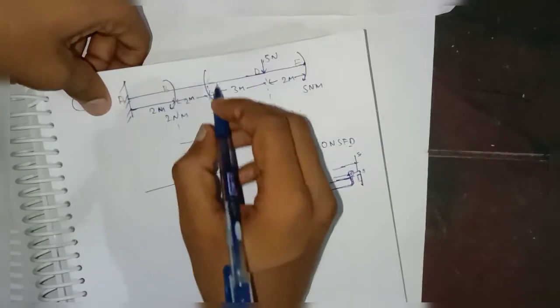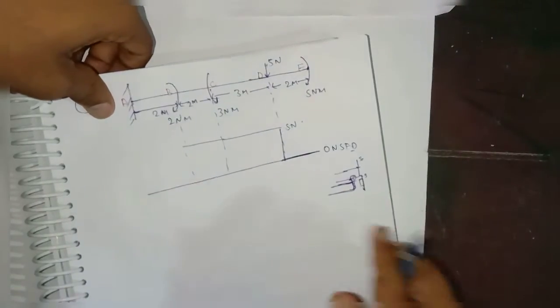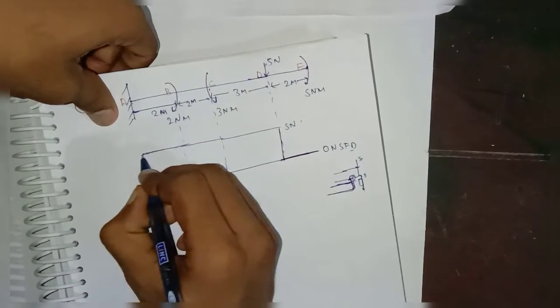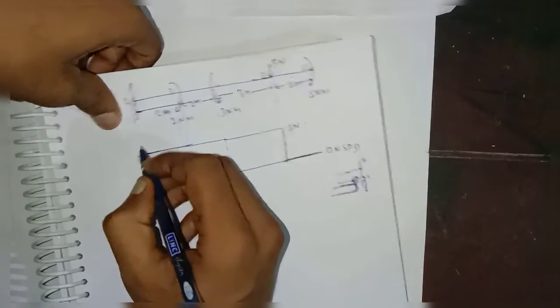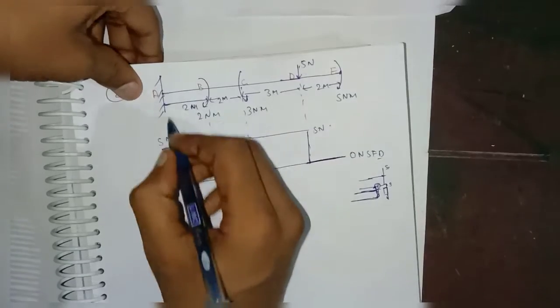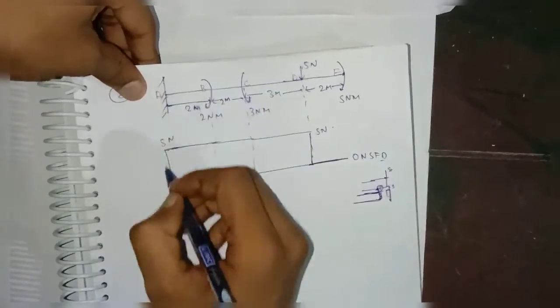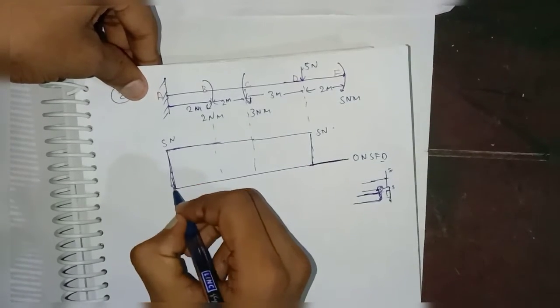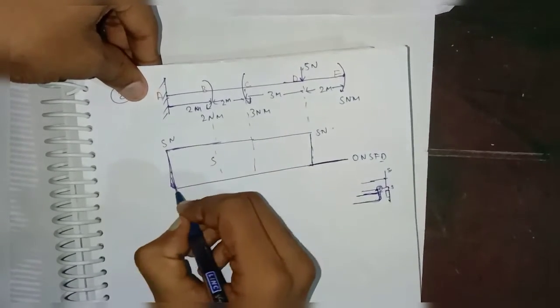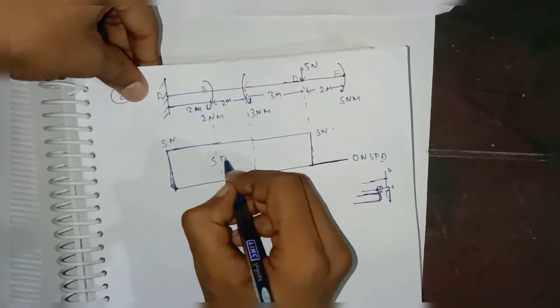We already know that due to moment there will be no effect in the SFD diagram. So up to this it is constant. Okay, and see, this is your 5 Newton. So to balance this, the beam will generate minus 5 Newton. Okay, so finally here we are getting 0 SFD at this point. So this is your SFD.